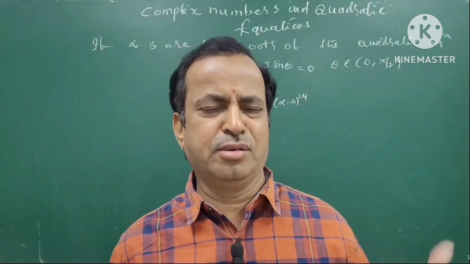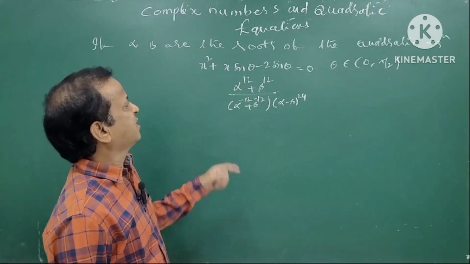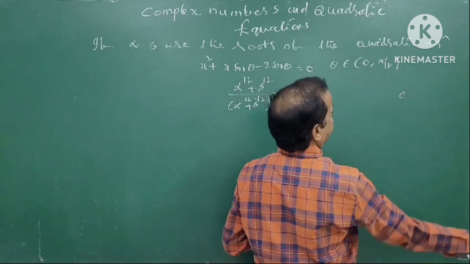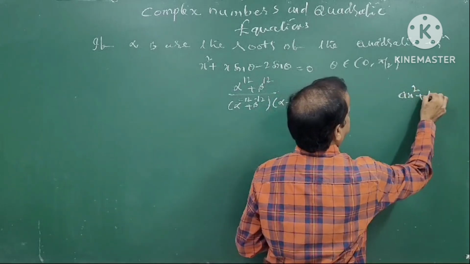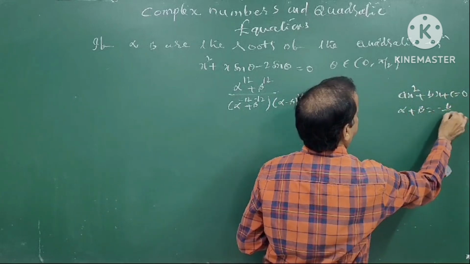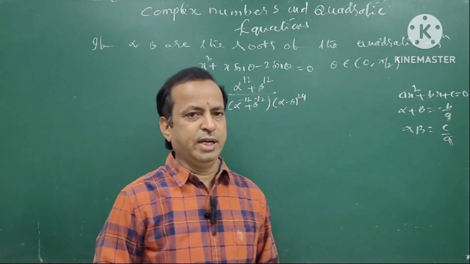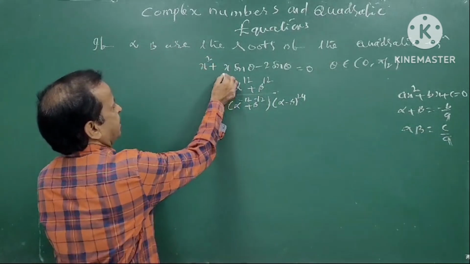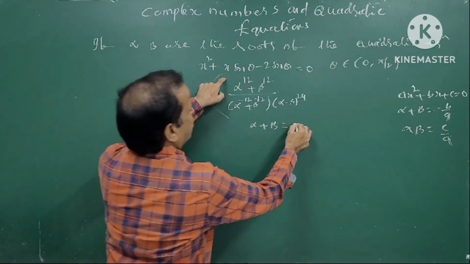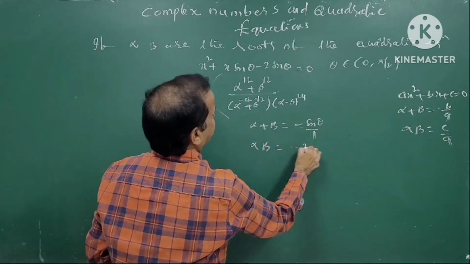So let us discuss a purely quadratic equation related question. This question is about the sum of the roots and the product of the roots. We know the formula: ax square plus bx plus c is equal to 0, alpha plus beta is minus b by a, alpha beta is equal to c by a. Here alpha plus beta is equal to minus sin theta by 1, alpha beta is equal to minus 2 sin theta.